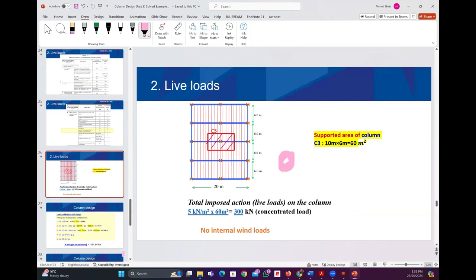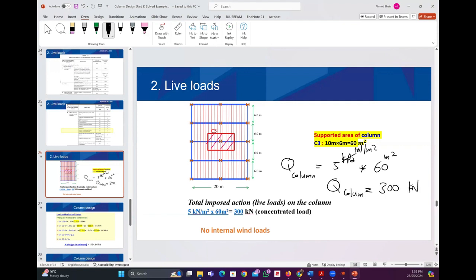So the next is the live load. How much is Q on the column? Q on the column will be 5 kPa times 60 square meters. kPa is equivalent to kilonewton per square meter. So Q column will be 300. What is the unit? Kilonewton. So all the load on the column should be in kilonewton. Yes.